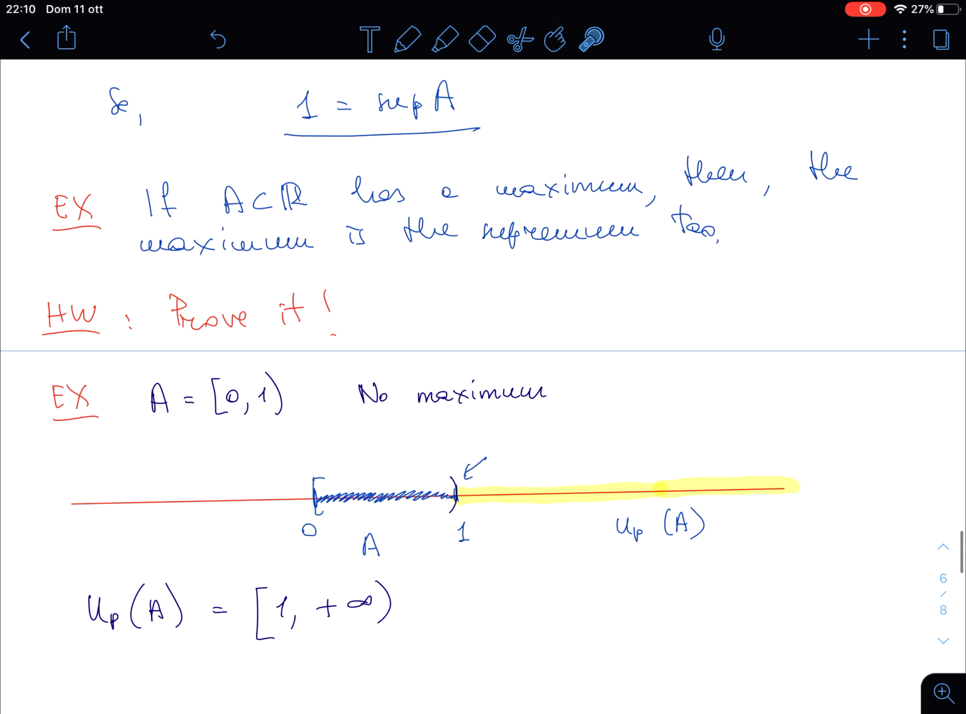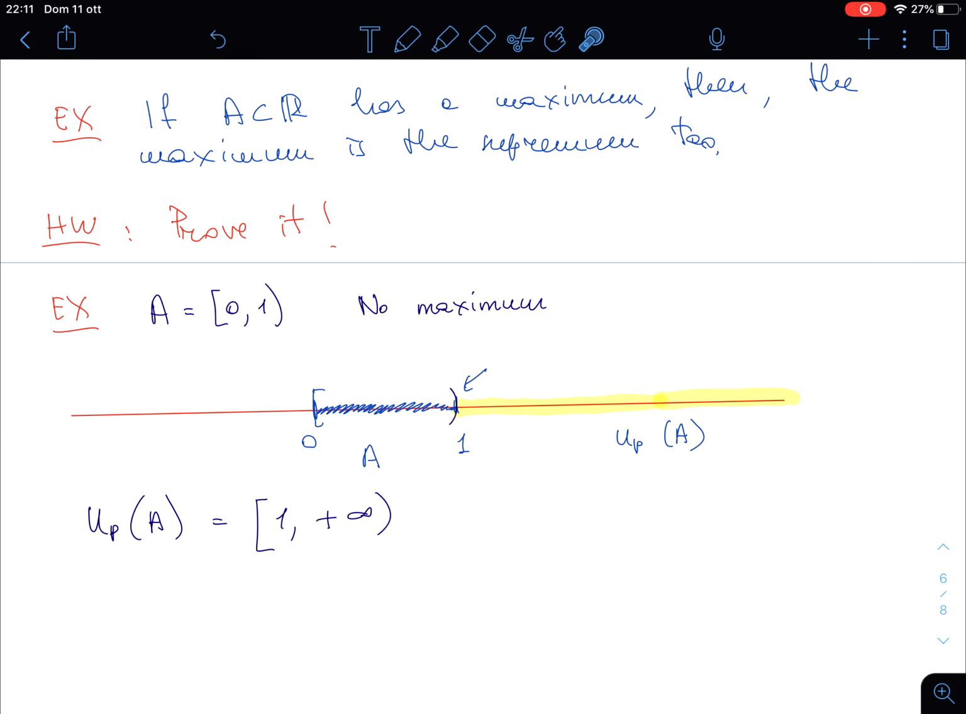So the set of the upper bounds in these examples is insensitive to the fact whether the extremes are included or not. And this is why the supremum is a good notion, an elastic, flexible notion, because it is always present in the set of the upper bounds. And so again we have that 1 is the minimum among the upper bounds of A, and by definition of supremum, this is the supremum of A. That's really good.